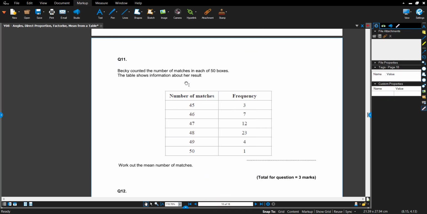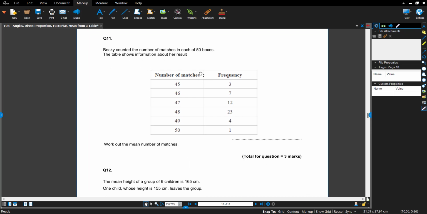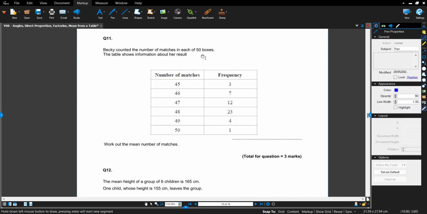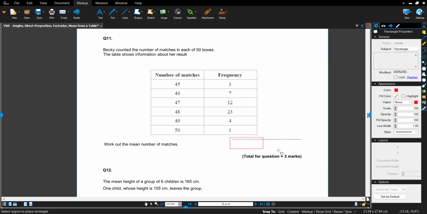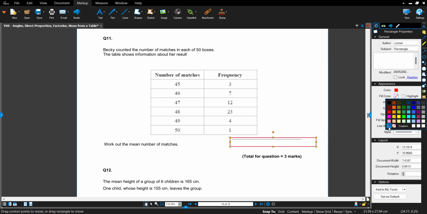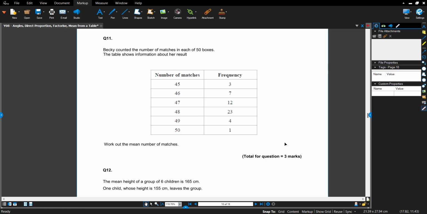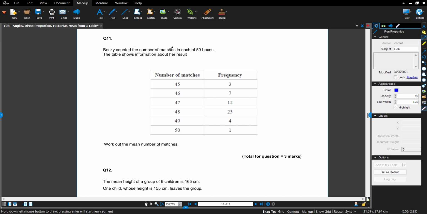Becky counted the number of matches in each of 50 boxes. So we're told there's 50 boxes, right? Actually, we don't care about this. Let's get out of the way. Right, so there's 50 boxes. So let's just add them together to make sure. 3 plus 7 is 10, plus 12 is 22, 45, 50. All right, 50. Cool. So there's 50 boxes.